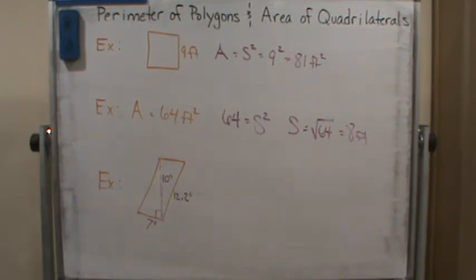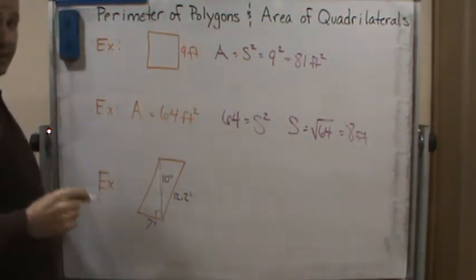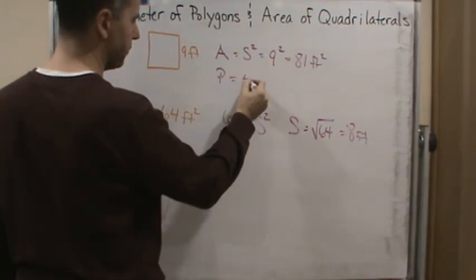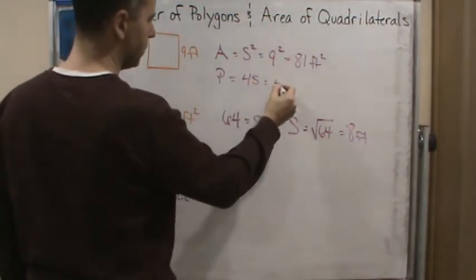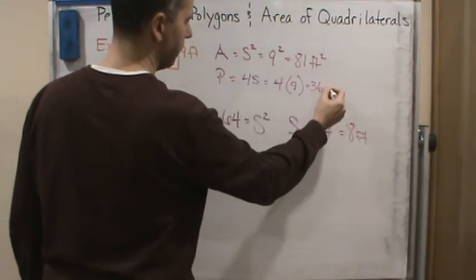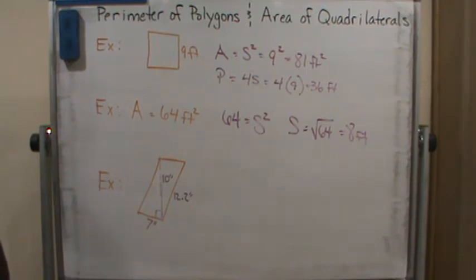Now, what about the perimeter? The perimeter of this one here, because it's a square, is just going to be 4 times 9. So the perimeter is 4 times s, which is 4 times 9, which is 36 feet, because it's linear. It's a length. Perimeter is a length.